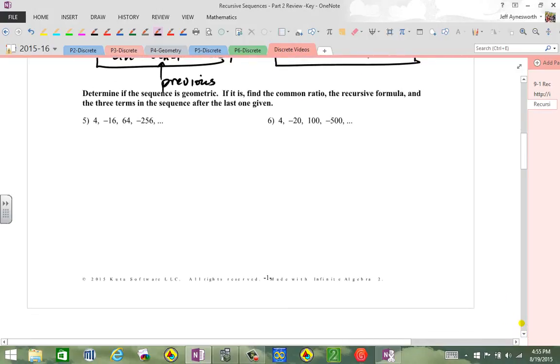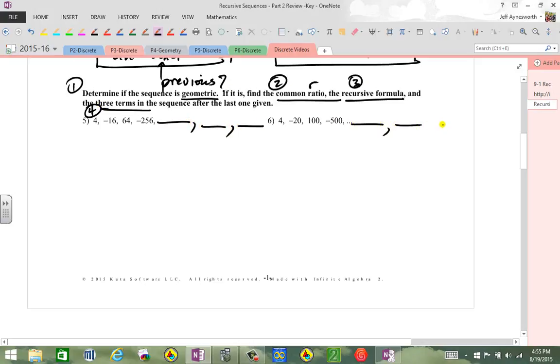Now, it may not be arithmetic all the time. It may be geometric. So we want to determine if this is geometric. Secondly, we want to find the common ratio r. Third thing, we want to find the recursive formula. And 4, we want to find the next 3 terms. Okay, so let's do that.